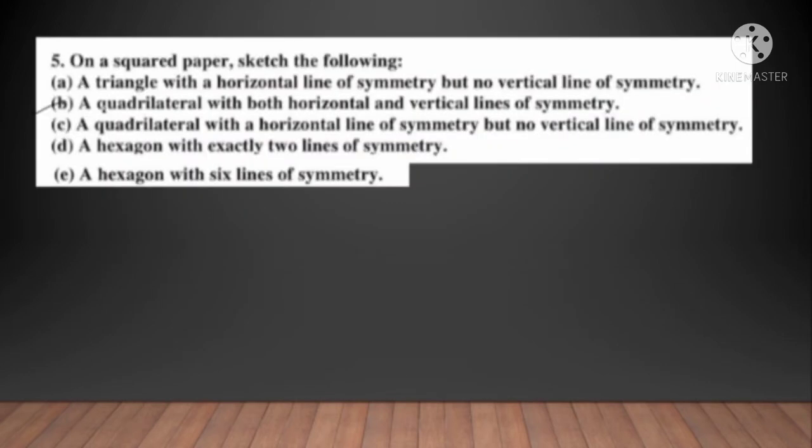Next, second question, a quadrilateral with both horizontal and vertical lines of symmetry. So here we have to draw a quadrilateral with both horizontal as well as vertical line of symmetry. So let us draw. For that you just consider a quadrilateral.